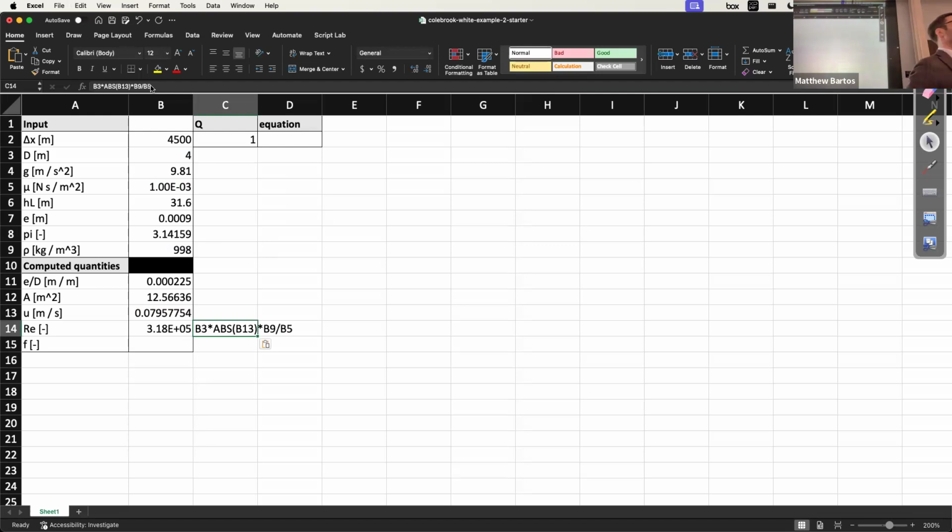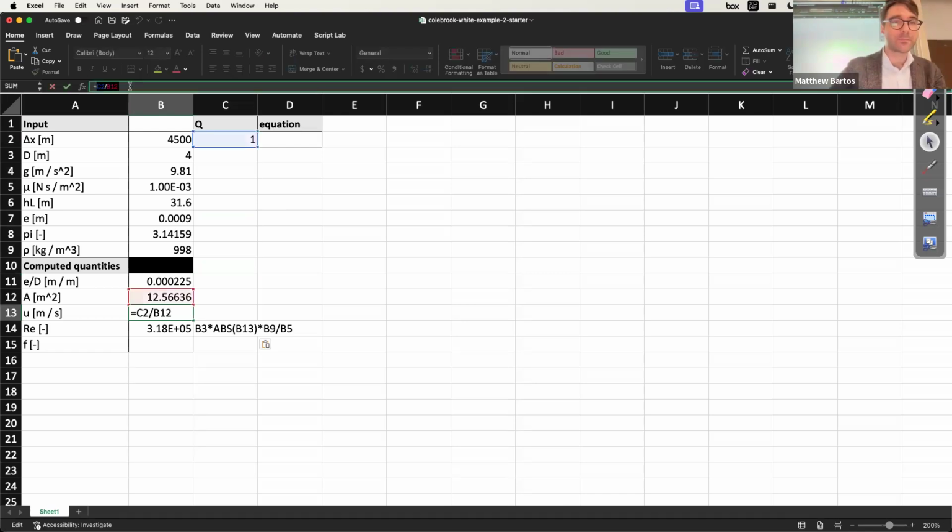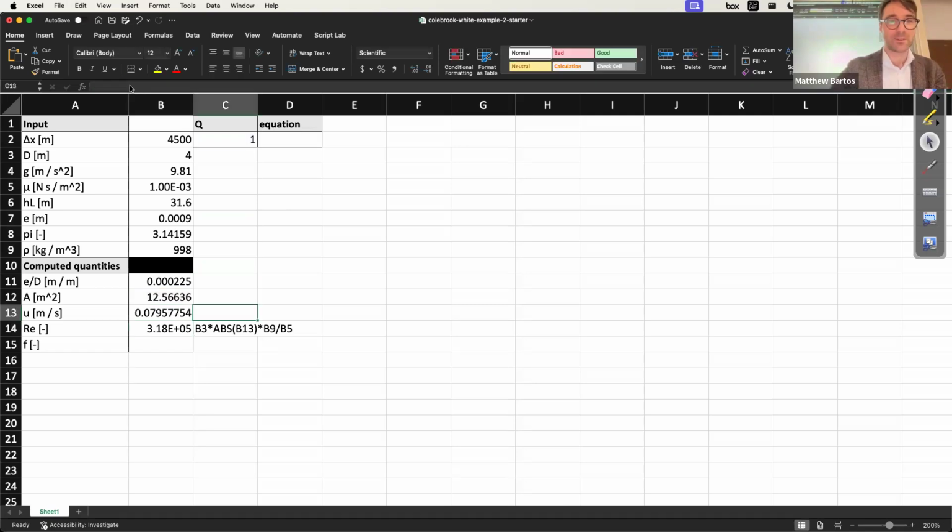Where did the velocity come from? We're solving for the flow rate, so that's going to be our decision variable. I put it in cell C2. The velocity will be the flow rate divided by the area. So I'll paste that out to the side. I was going to wait till I finish this column, but I'll just go ahead and paste them all out to the side.